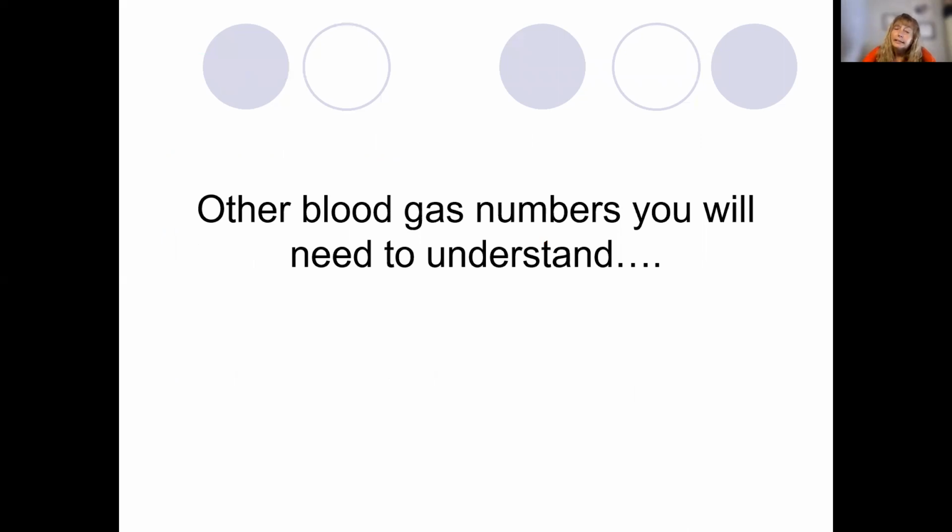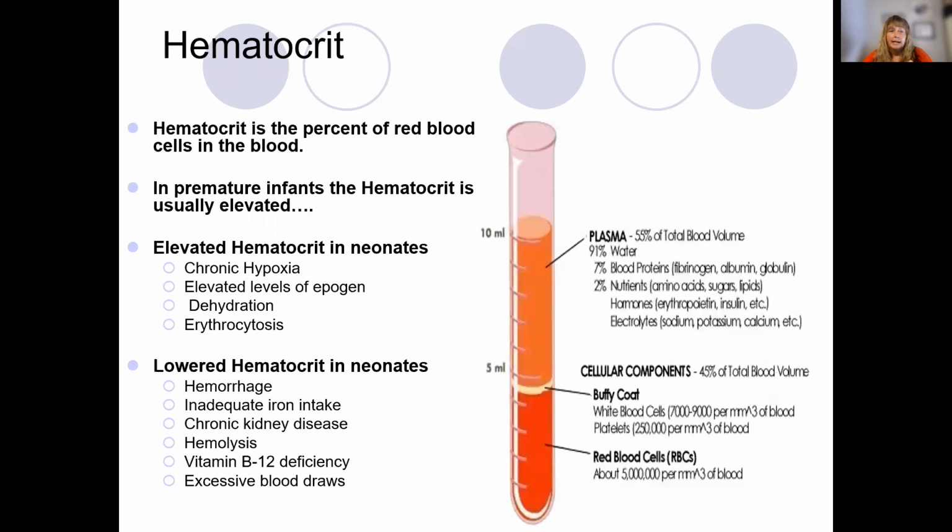Now, that's not it. Sorry, lecture's not over yet. There are other blood gas numbers that you have to understand as well. Hematocrit is the percent of red blood cells in the blood. In premature infants, the hematocrit is usually elevated. They need that extra hematocrit.